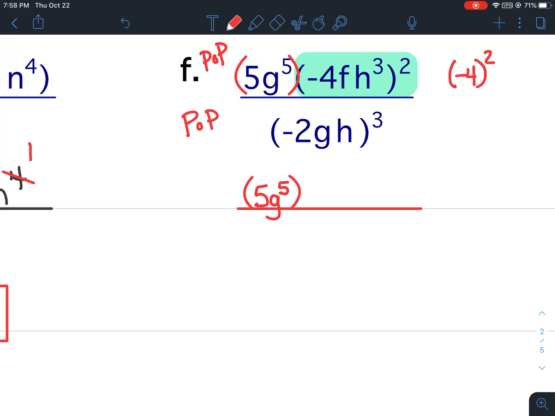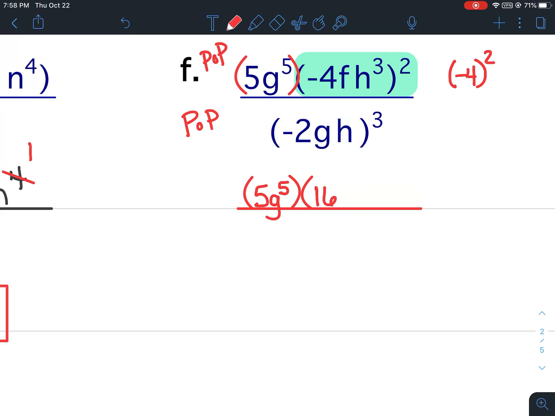All right, now I'm going to do what's in the highlighted part there. I'm going to do power of a product. So I'm going to keep it in parentheses to show the multiplication. Negative 4 squared is 16. Remember to use the parentheses when putting that in your calculator.